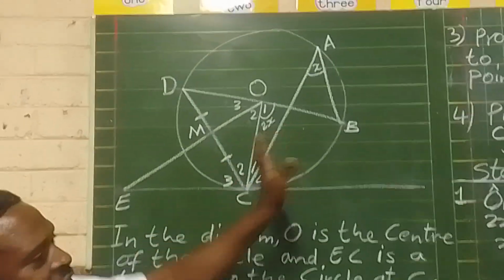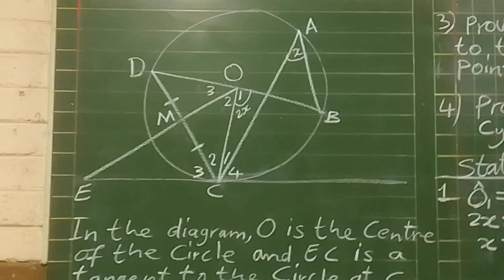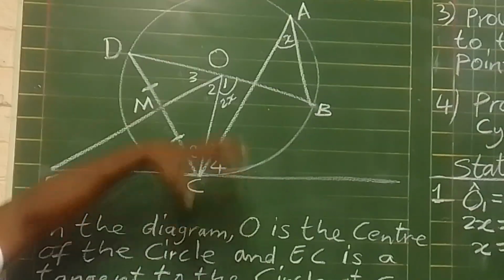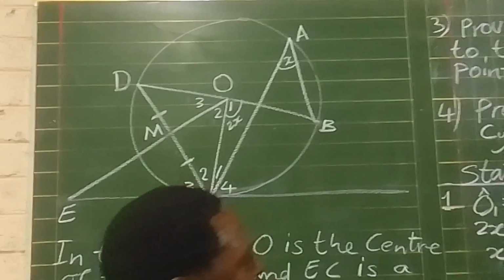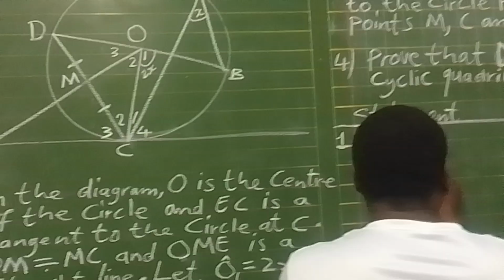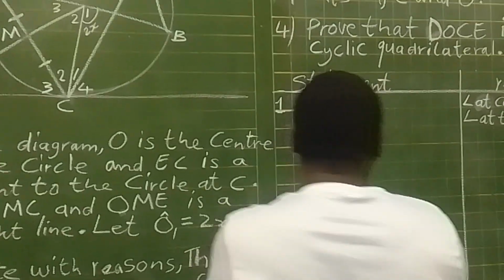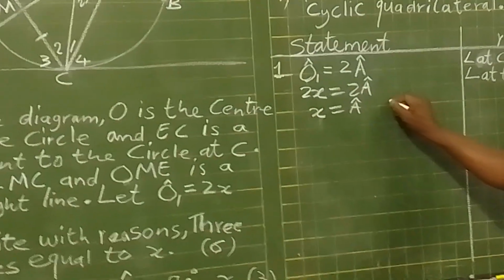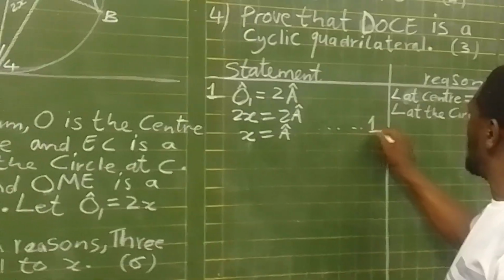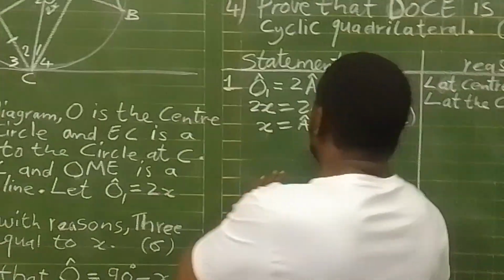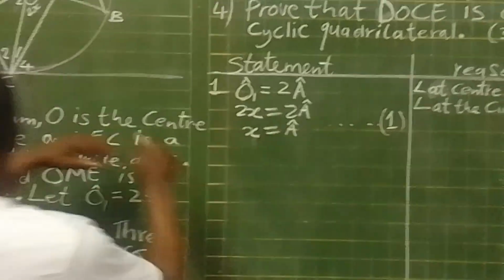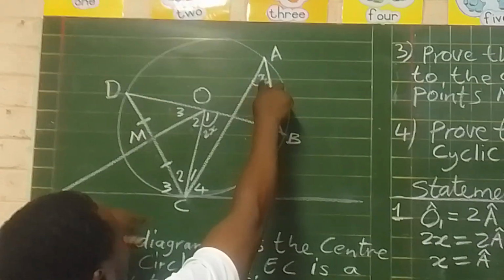So here it's a matter of you playing around with numbers and your knowledge of the theorems so that you can find x. Now that we have found 1 x, this is point number 1. In other words, we have 2 marks. Now let's find another angle equal to x. You see this angle.